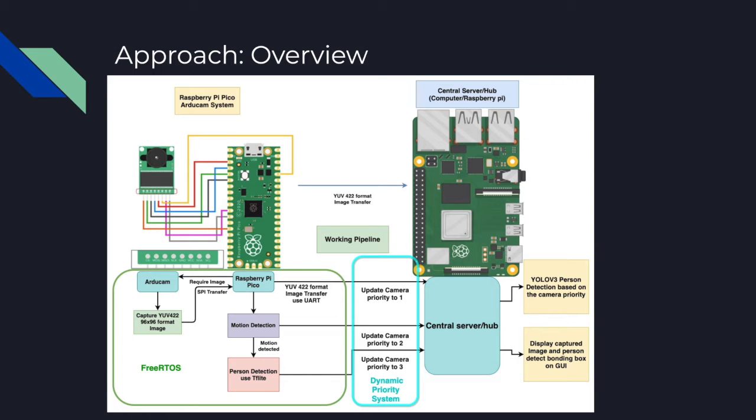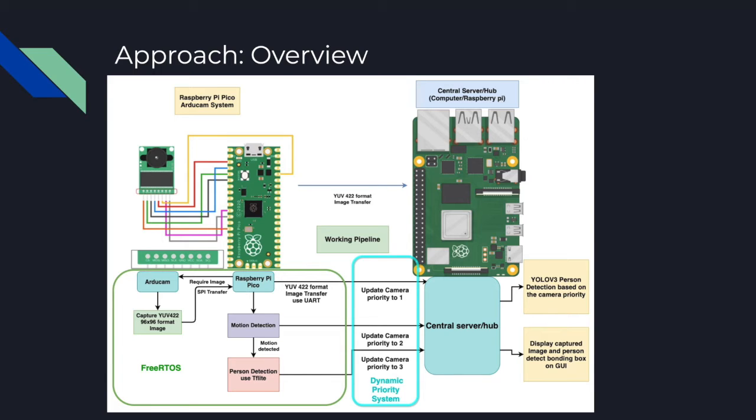The ArduCam will capture the image in YUV422 format and transfer it to the Pico through the SPI interface. The Pico will perform motion detection, and if it detects motion, then person detection using TF Lite will be triggered. All those tasks are scheduled using the real-time operating system called FreeRTOS. The details of the implementation will be mentioned in the next section. Although I only have one camera module available for this project, the system is actually optimized for a multi-camera system.